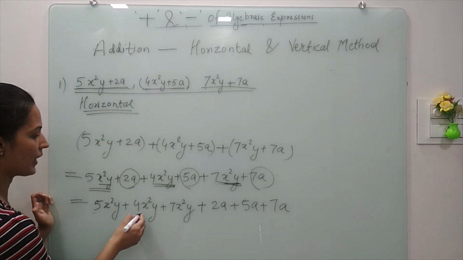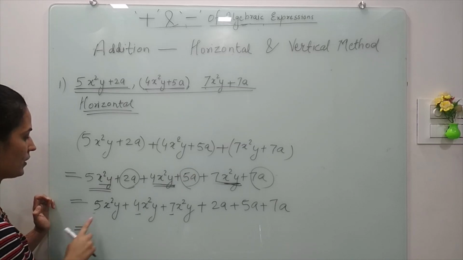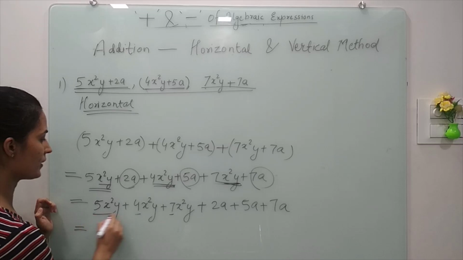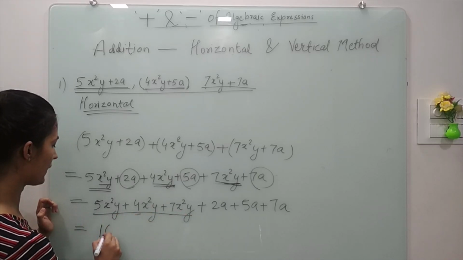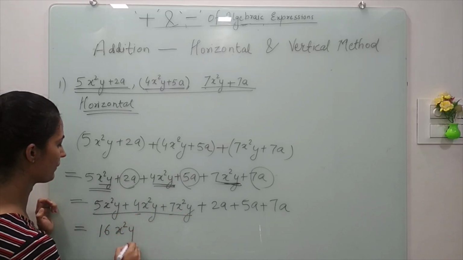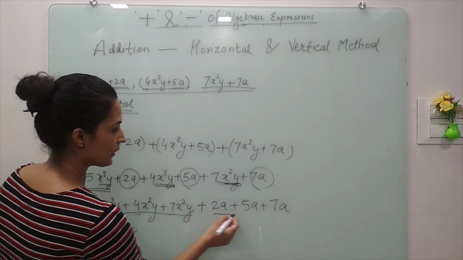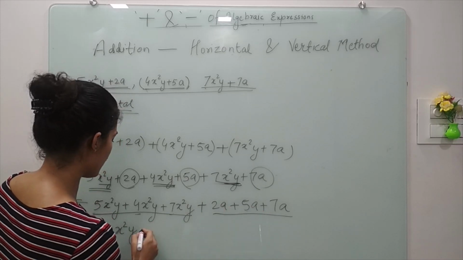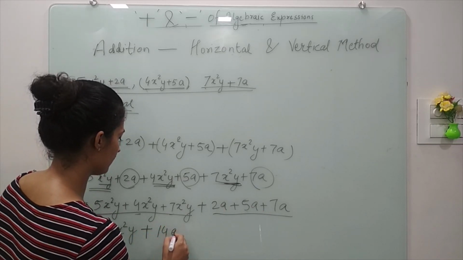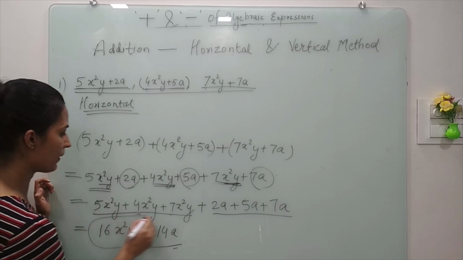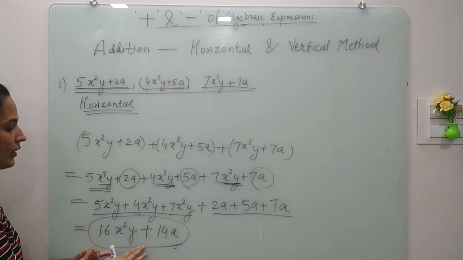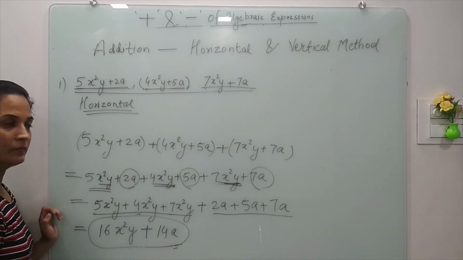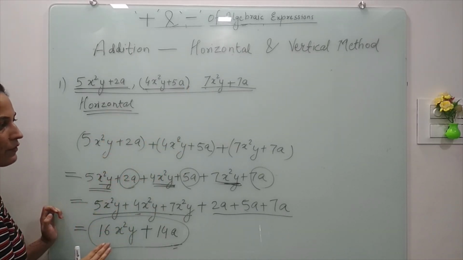Now we have to simply add the constants. This is 5 plus 4 is 9. 9 plus 7 is 16. So this complete I can write as 16x square y. And this particular thing, 2 plus 5 is 7. 7 plus 7 is 14. So this I can write as plus 14a. So this is my final simplified answer for the addition of these three algebraic expressions. So this is the horizontal method that we have done.